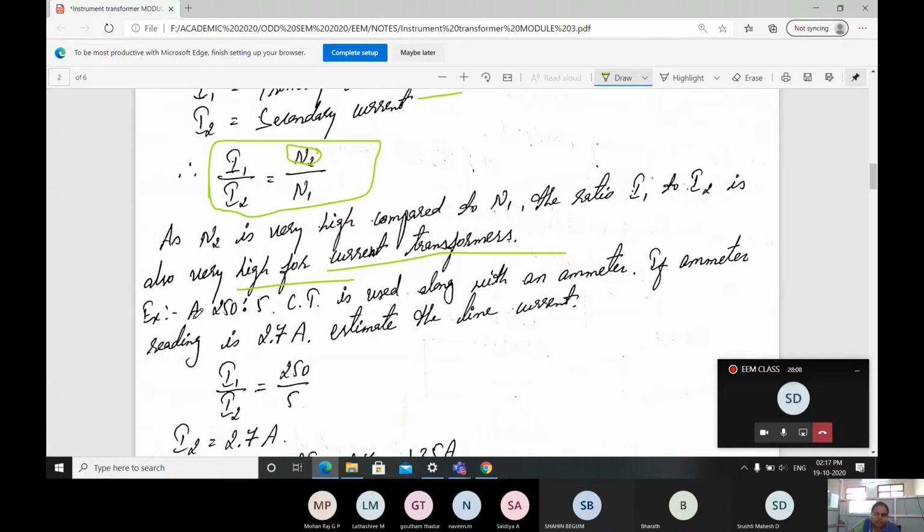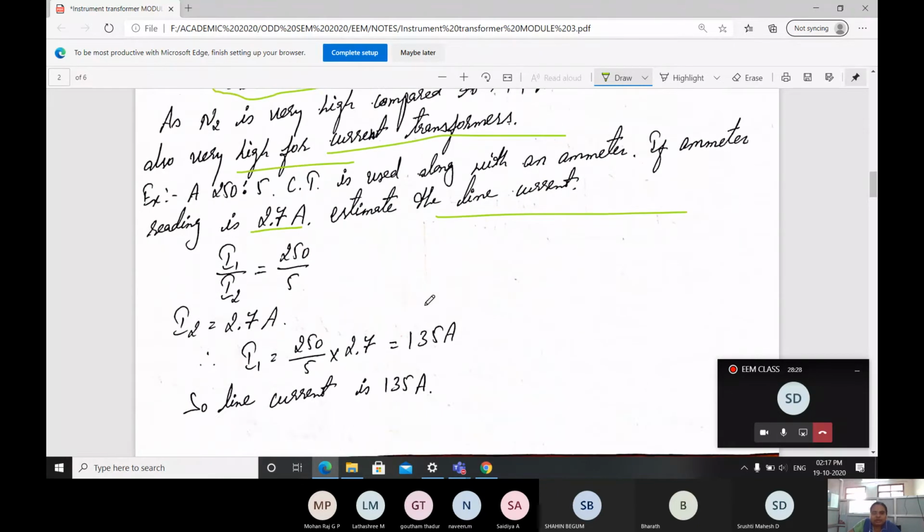A small example here: a 250:5 CT, current transformer, is used along with an ammeter. If the ammeter reading is 2.7 amps, estimate the line current. How is it going to be?